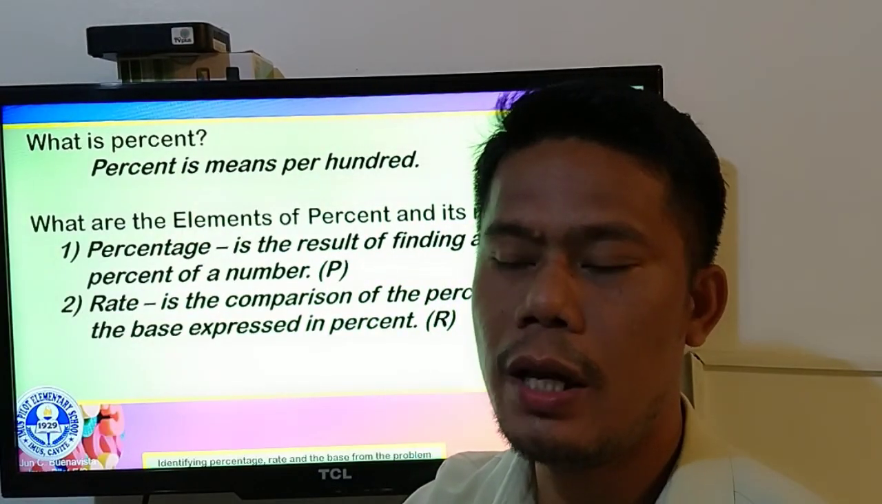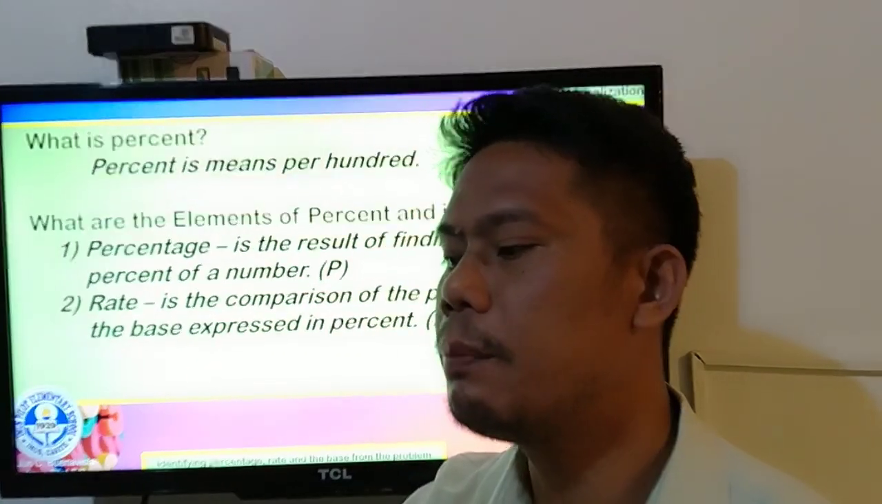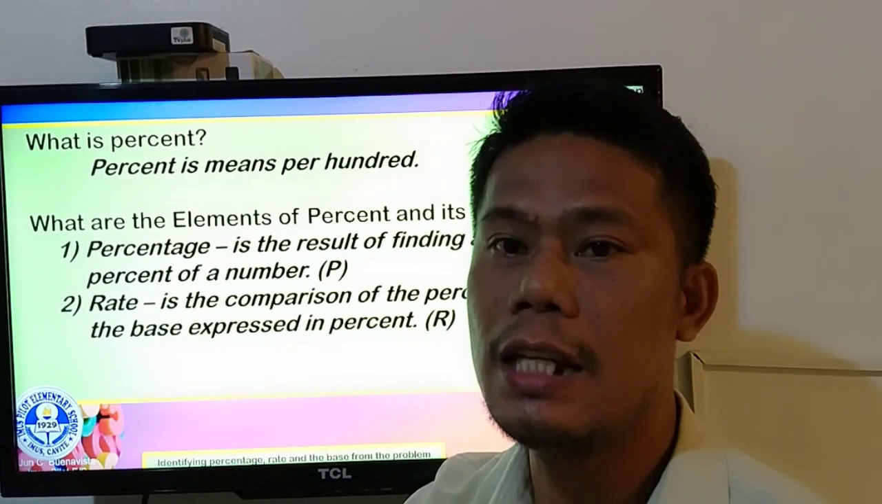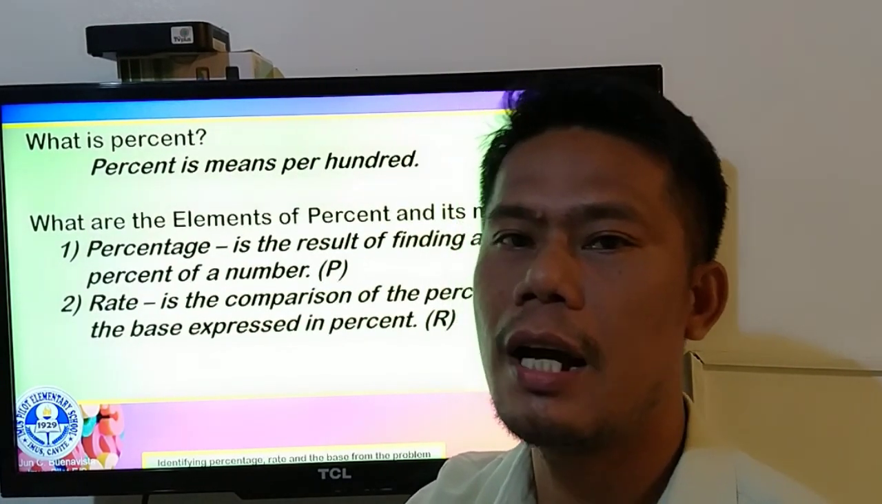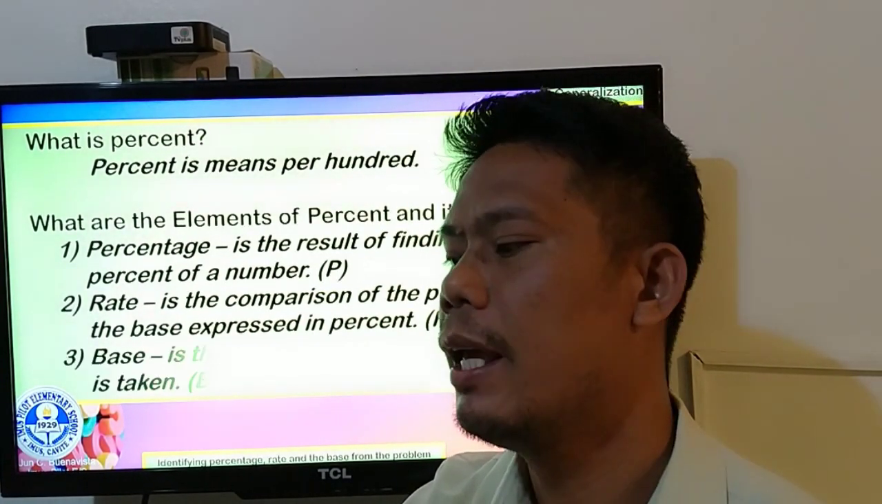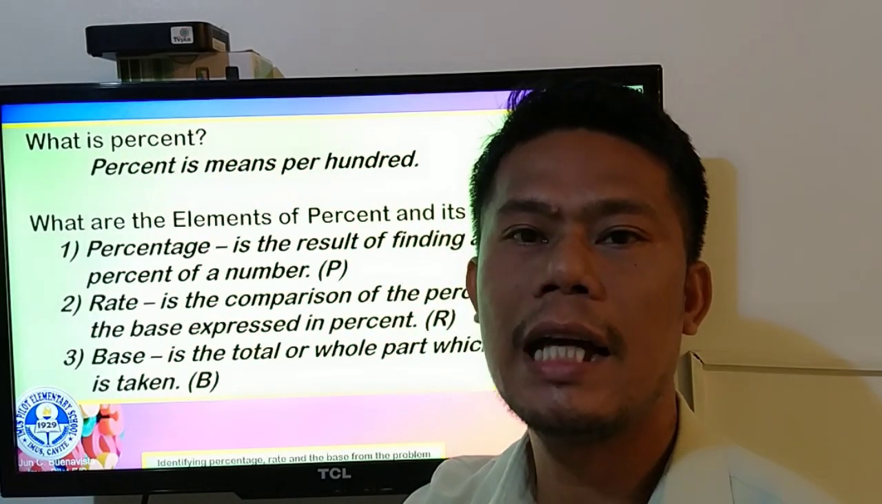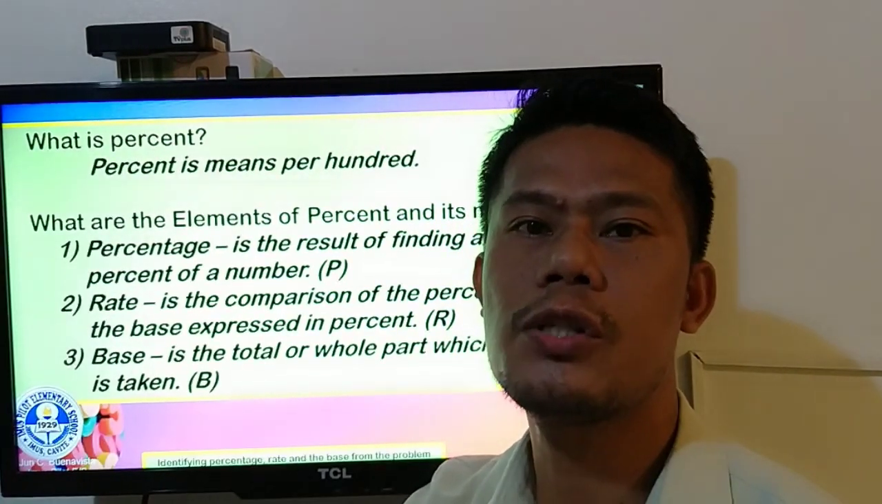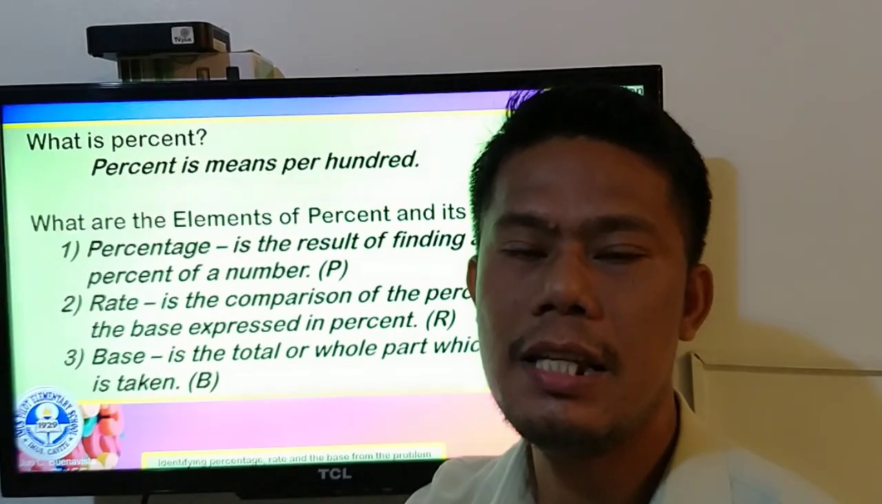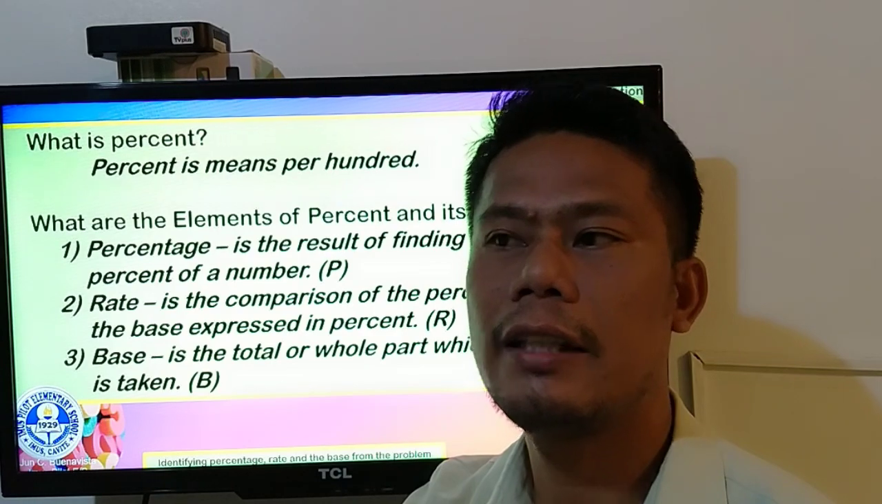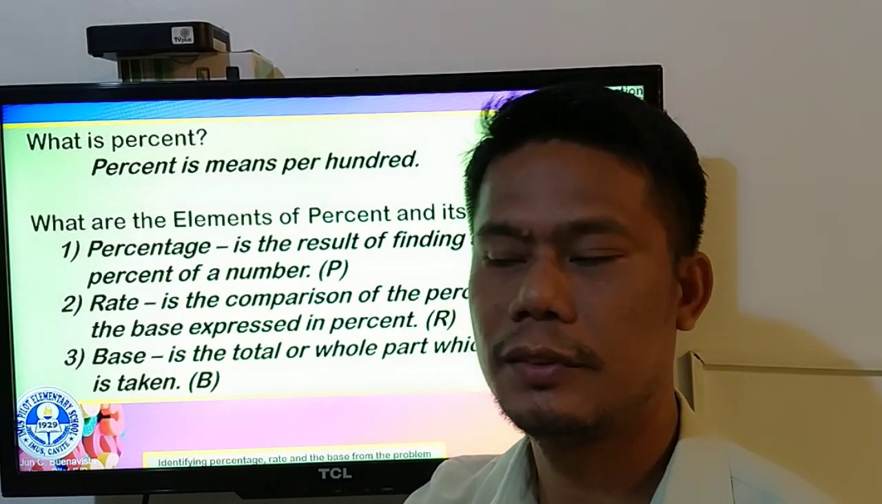And the second one, we have the rate. Rate is the comparison of the percentage to the base expressed in percent, and it represents as letter R. And the third one is the base. The base is the total or the whole part which percent is taken, and it represents as letter B.